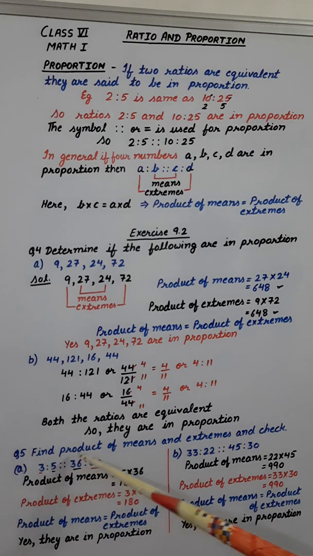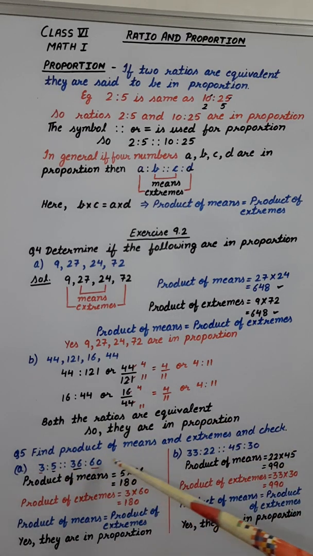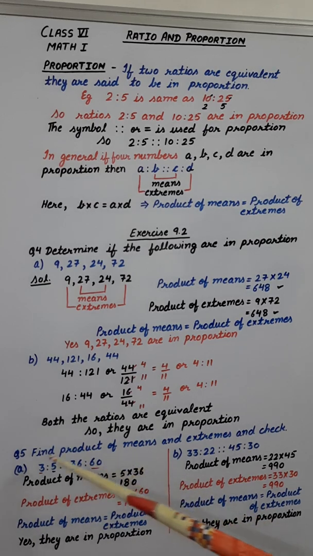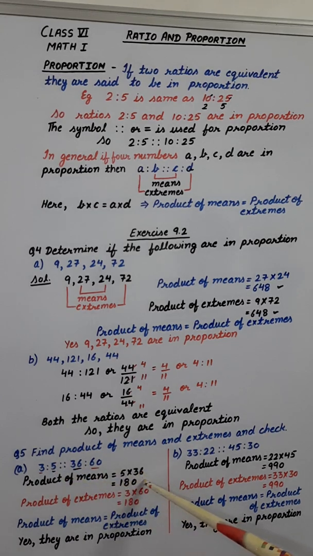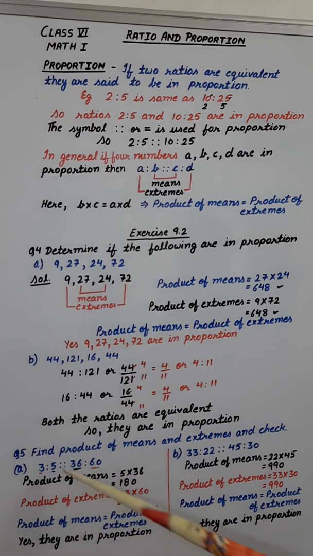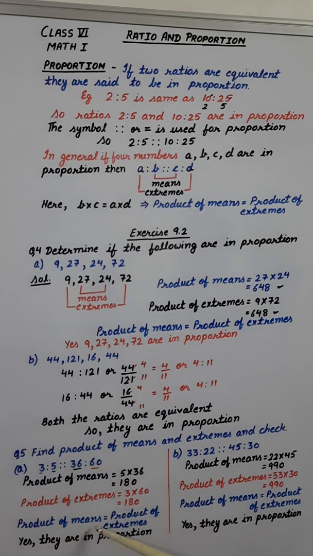Question number 5, find the product of means and extremes and then check whether the numbers are in proportion or not. So first one, here we have to find the product of means and product of extremes. So means, that means middle terms, 5 multiplied by 36, result is 180. Product of extremes, 3 multiplied by 60, result is 180. So the product of means and product of extremes are both equal. So yes, these numbers are in proportion.